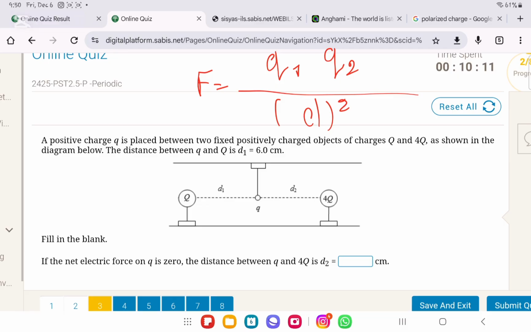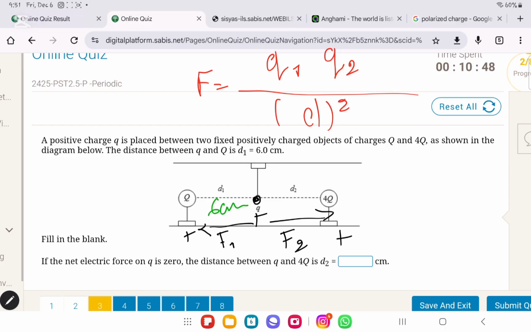The distance between q and capital Q is 6 centimeters. So we have this distance over here, which is 6 centimeters. If the net electric force on q is 0, find the distance between q and 4Q. What does this mean? This means we have two forces. We have force 1 over here, which is the repulsion, because we have positive here and positive here. So we have repulsion, which is force 1. And this is repulsion 2, which is force 2.